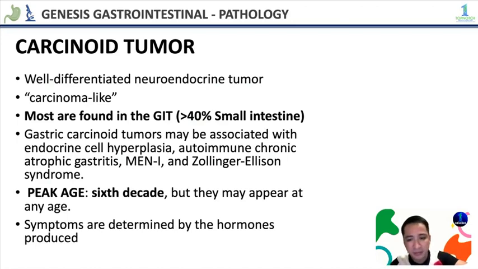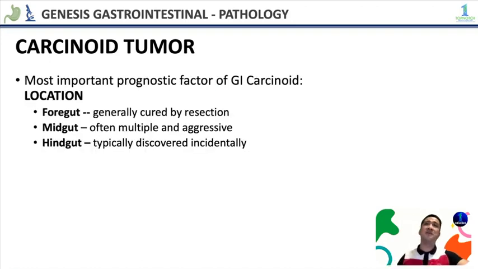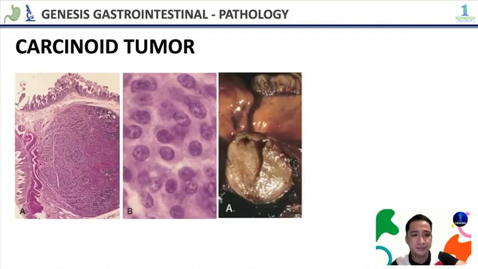Symptoms are determined by the hormones being produced. The most important prognostic factor is the location. The foregut, you resect. No, we resect that portion in the midgut. Often they present with multiple lesions and they are apparently aggressive. In the hindgut, they are typically discovered incidentally.